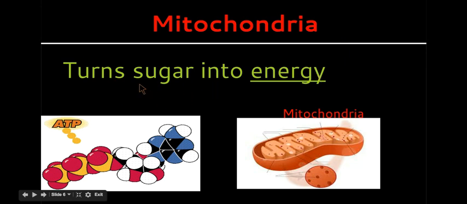Now, I don't just mean the sugar you get from eating Starburst or hot Cheetos. I mean sugar, glucose, that's in all of the food that we eat. So mitochondria is what turns our food into energy for our cells and our bodies. This little picture over here is ATP. We're going to talk about that more next week, but that is an energy molecule. More on that later.